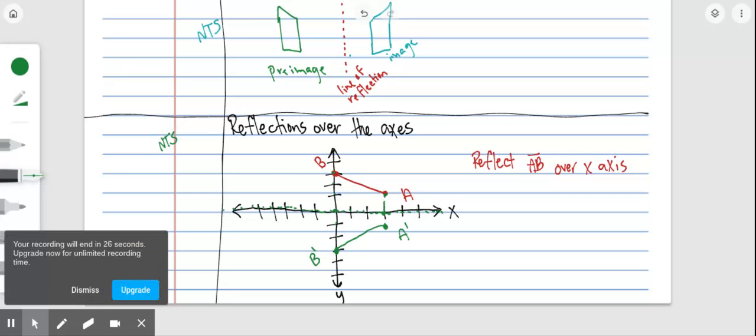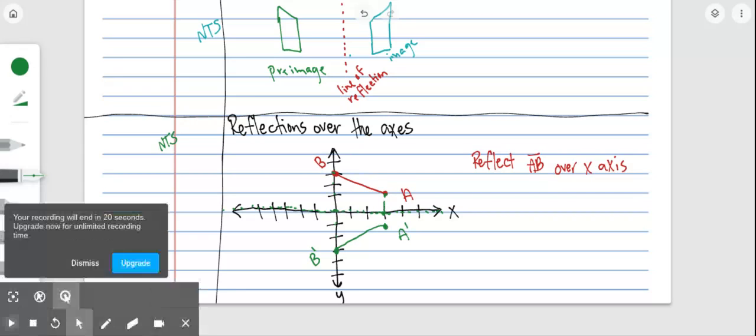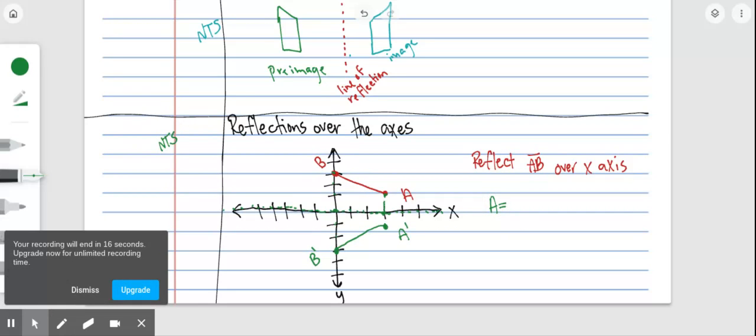So we reflected AB over the x-axis. What we're going to do next is compare their coordinates. The coordinates for A are 3, 1, and the coordinates for B are 0, 3. Then let's find the coordinates for A prime and B prime.